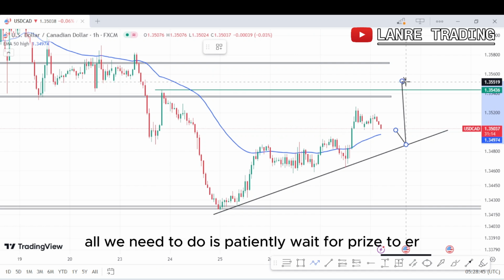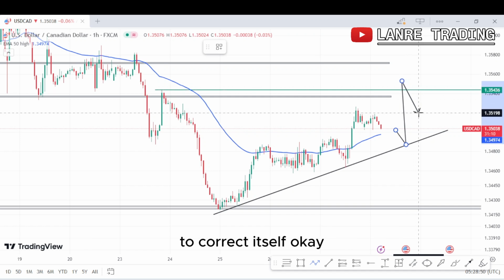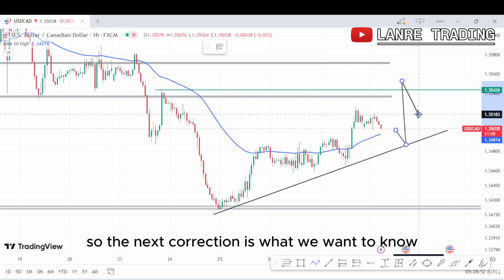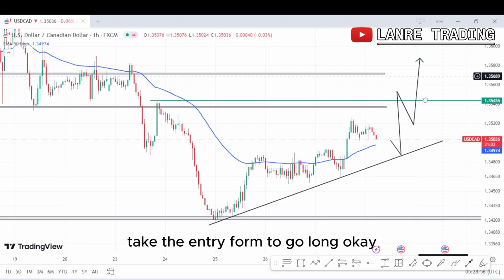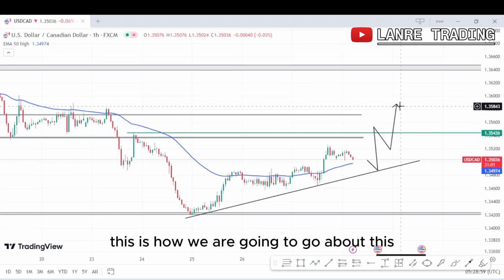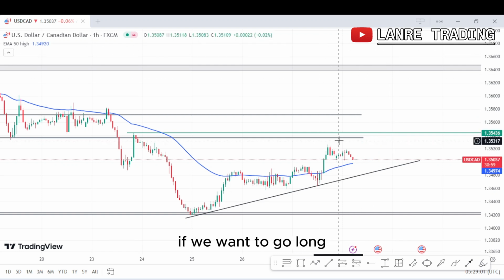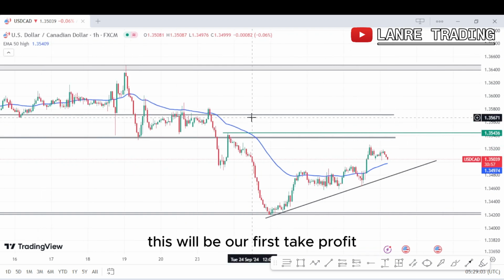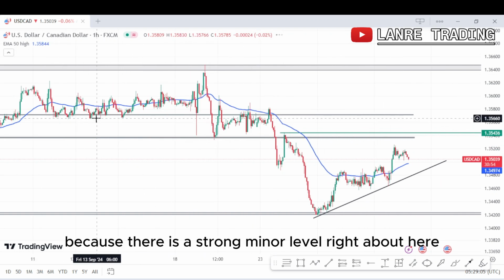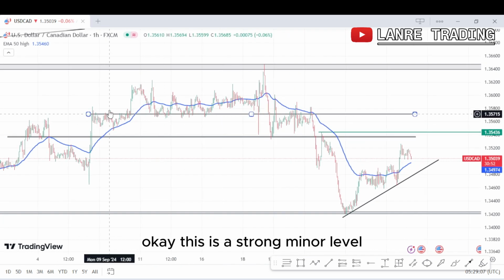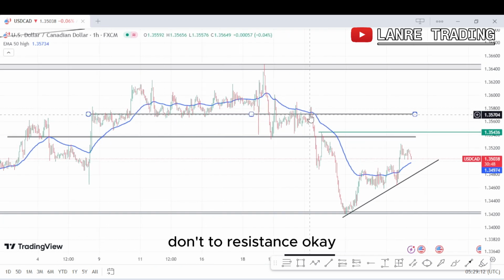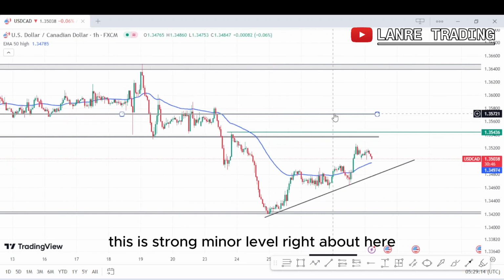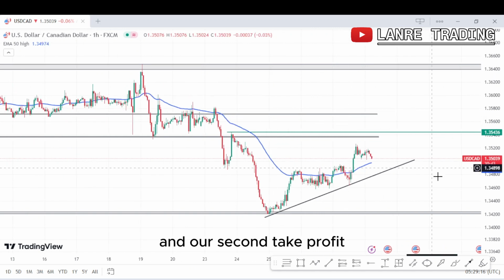All we need to do is patiently wait for price to correct itself. The next correction is what we want to take the entry from to go long. And if you want to go long, this is how we are going to go about it. If we want to go long, this will be our first take profit because there is a strong minor level right about here. This is a resistance turned to support turned to resistance. This will be our first take profit and our second take profit.